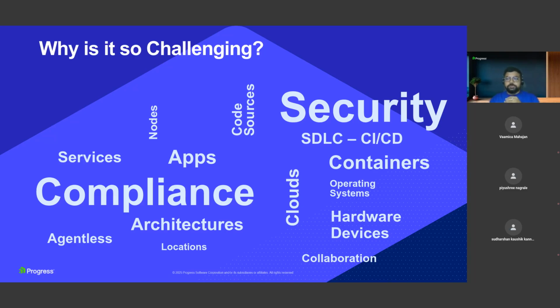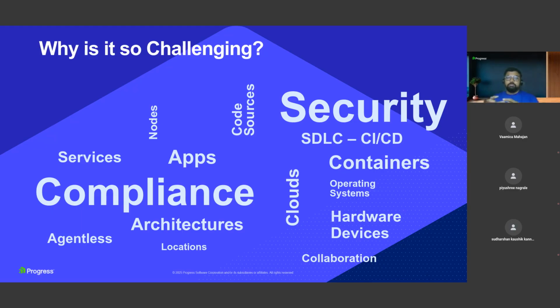Why is it so hard? After all, DevSecOps has been around for many years. In a word, if I have to answer that question, the answer would be scale. While scale is typically associated with nodes, there are more nuances to it.